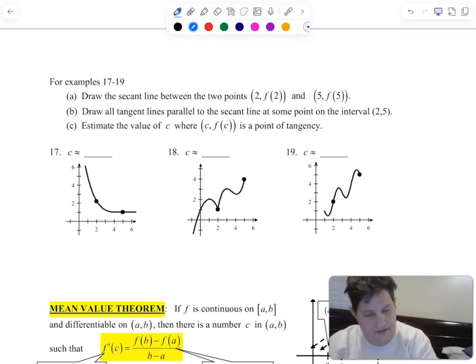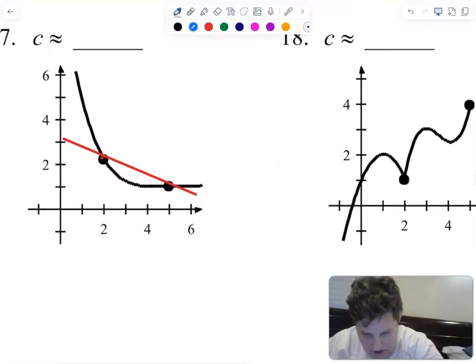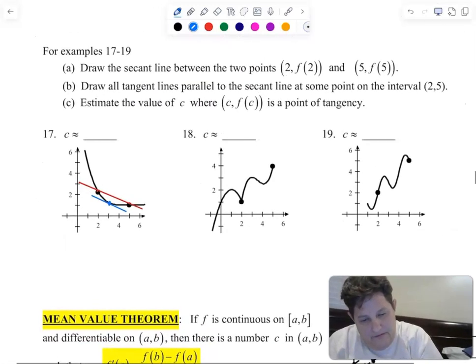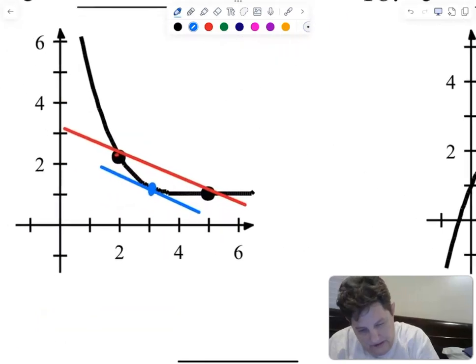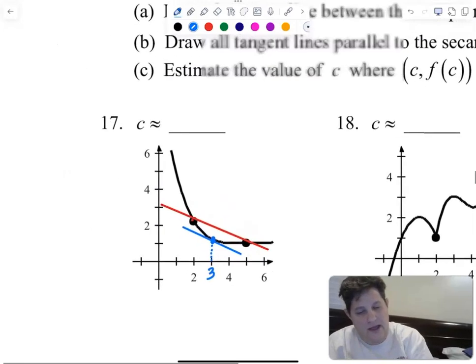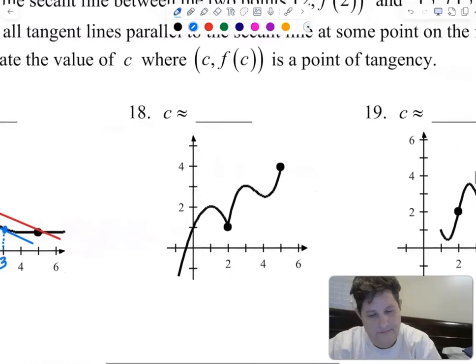Draw a secant line between the points 2, f of 2, and 5, f of 5. Draw all tangent lines parallel between 2 and 5. I feel like the only one was about right there, maybe. Does that look right? The value of c, where c, f of c, all that's really saying is, what number is that? It looks like a house, and 3 is a number between 2 and 5 where I can draw that tangent line and have it be parallel to the secant line.